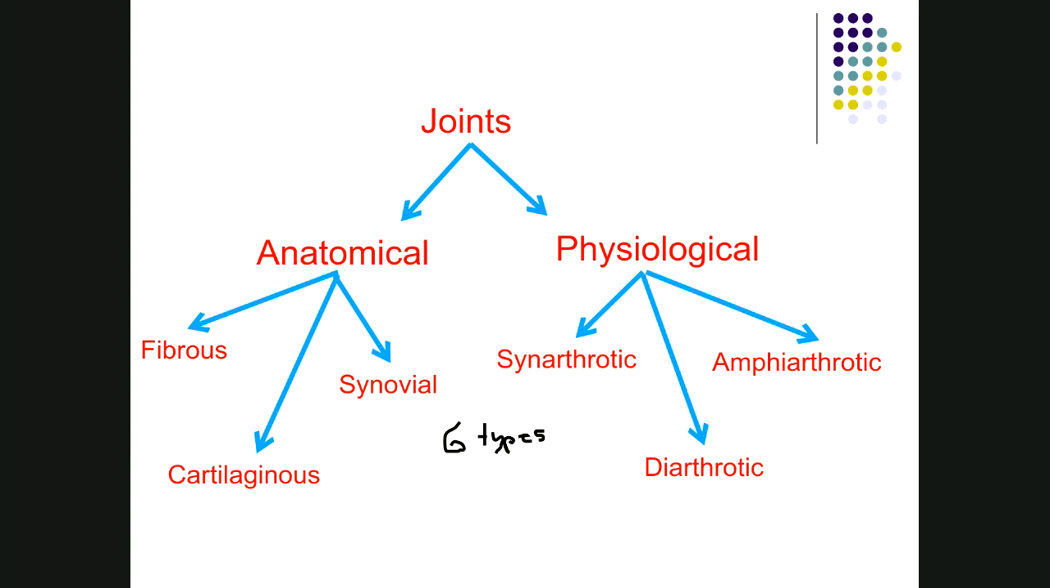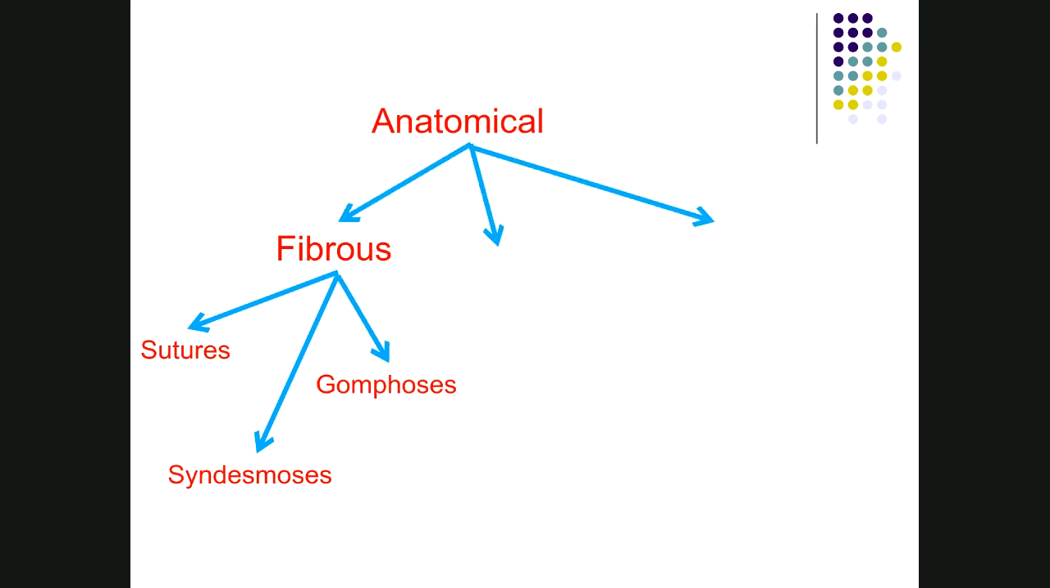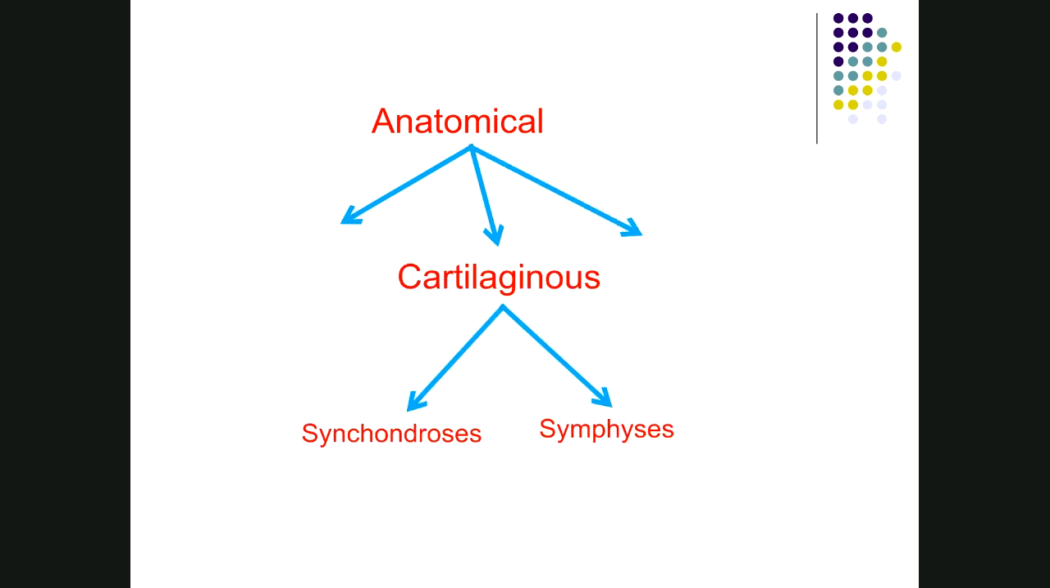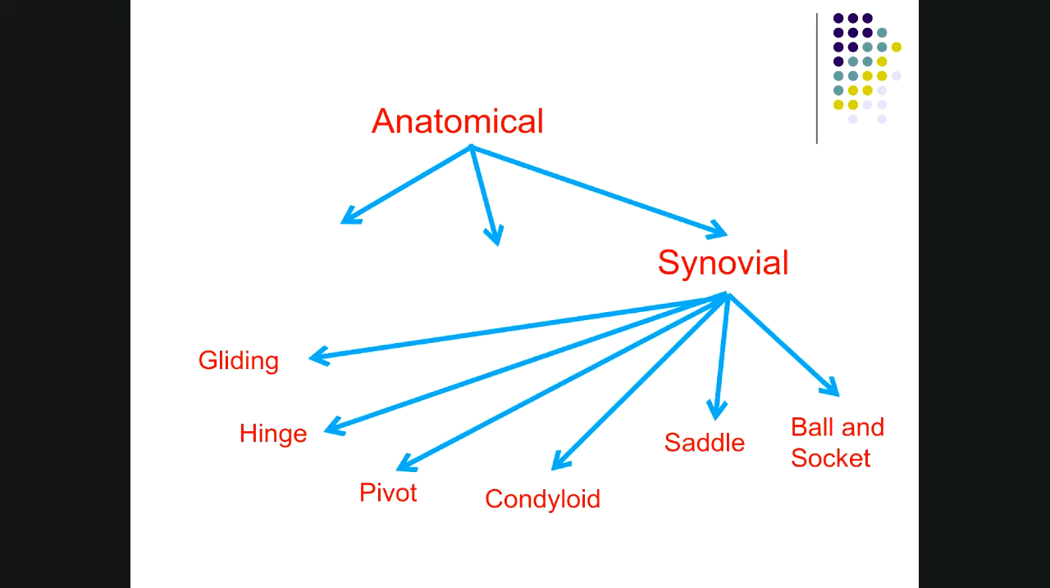And then remember, some of these, not all of them, but some of them have bursae, some have tendon sheaths, and some have menisci. So we looked at these, we looked at these, and we looked at these. Any questions about any of those? Those are all of the types of joints.